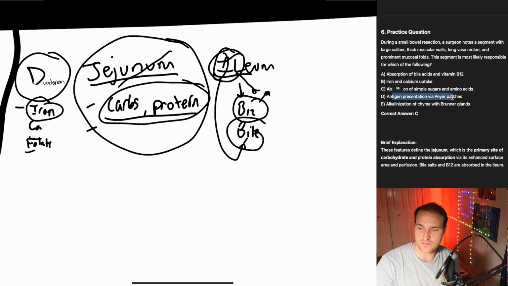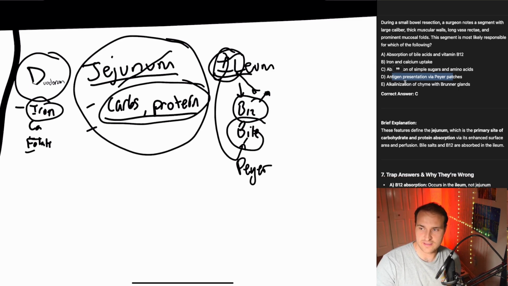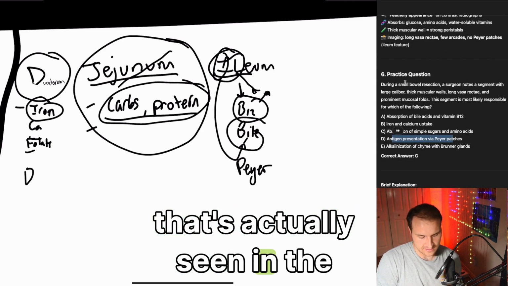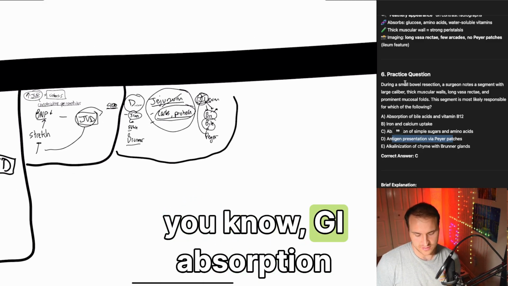Antigen presentation of the Peyer patches. So that's also going to be in the ileum, Peyer patches. That's part of your gut immune system. And alkalization of chyme by the Brunner glands, that's actually seen in the duodenum. So that's what I need you to know, the most high yield stuff for Step 1 about GI absorption.